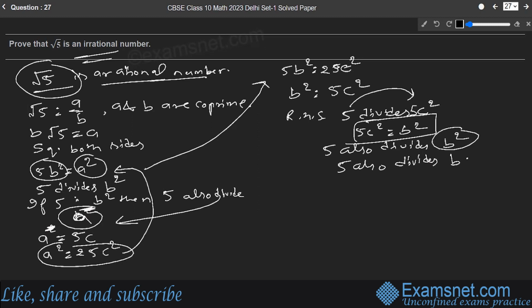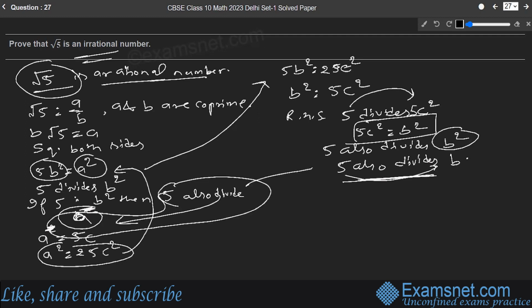And there's one more theorem: if 5 divides b square, then 5 should also divide b. So 5 divides b, then we can write what? 5 is dividing b, and we got a result that 5 also divides a. There are two results: 5 divides b and 5 divides a. That means 5 is a common factor.